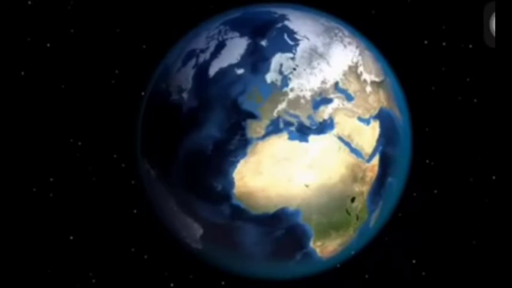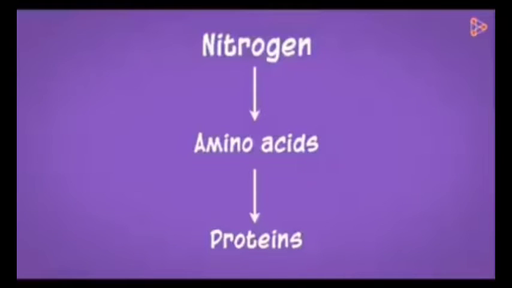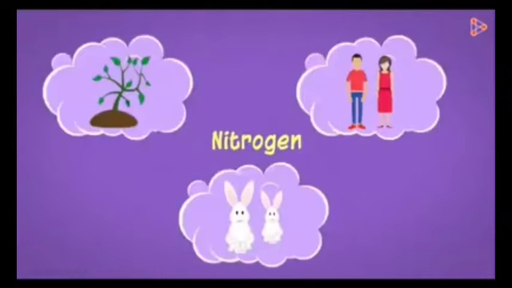Nitrogen is extremely important for the proper functioning of cells. The main reason for that is that proteins are made up of amino acids, which are made of nitrogen molecules also, and many compounds important for the cell are made up of nitrogen. And we can say that nitrogen is required by all organisms.